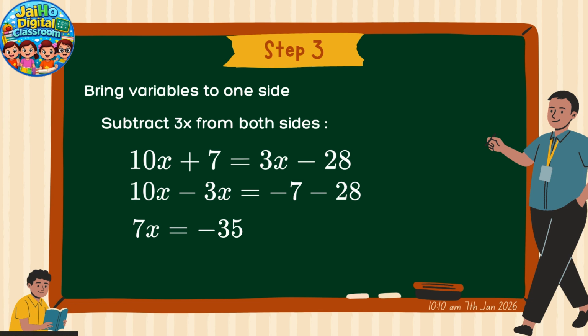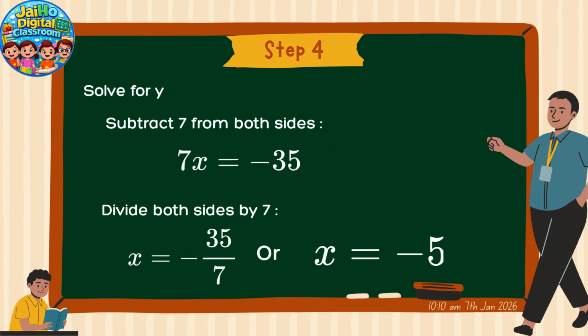Next, we bring like terms together. Subtract 3x from both sides. We get 7x plus 7 equals minus 28. Now subtract 7 from both sides. 7x equals minus 35.